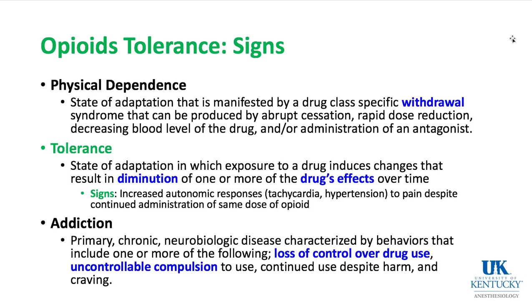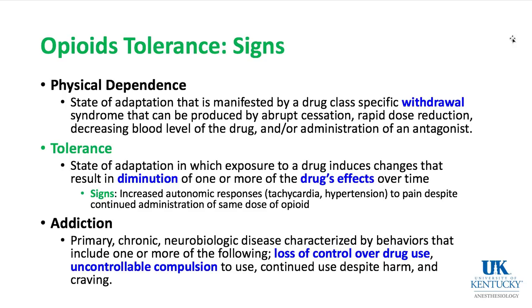Opioid tolerance and signs of such is the next key word. Physical dependence, let's define that first. That's where you will withdraw if there's an abrupt cessation of a drug. So rapid dose reduction or abrupt cessation, there are withdrawal symptoms. That's physical dependence.